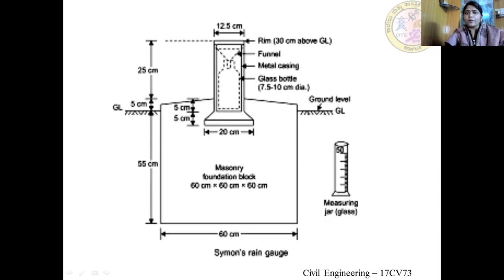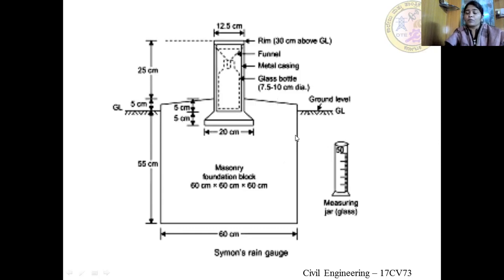So the working is very simple. The rainwater gets collected in this funnel. The funnel discharges into the bottle. The bottle will collect that rainwater. Later on, a man has to go, measure it and record it manually. So in this, no recording happens, only collection happens. So it is called a non-recording rain gauge.